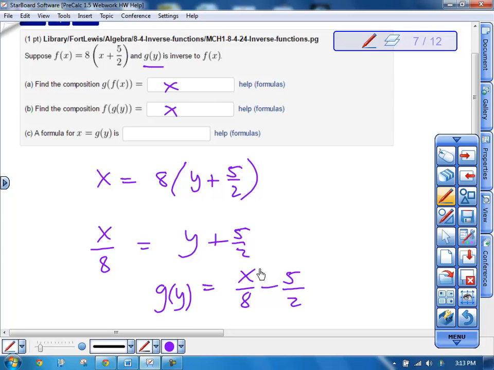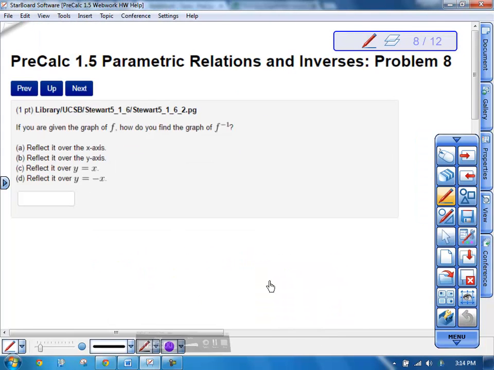So I guess I can use y here instead. What it does is, it takes your values, it divides by 8 and subtracts 5/2. The last one added 5/2 and multiplied by 8. It does the exact opposite. We've already talked about this, but if you're given a function, how do you find the inverse? You reflect it over the line y equals x.